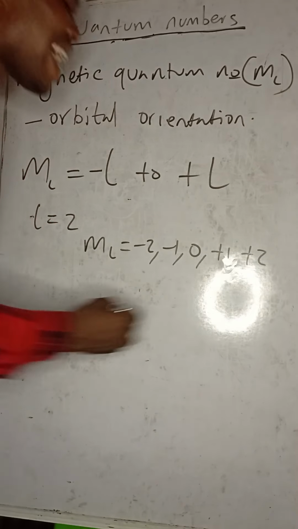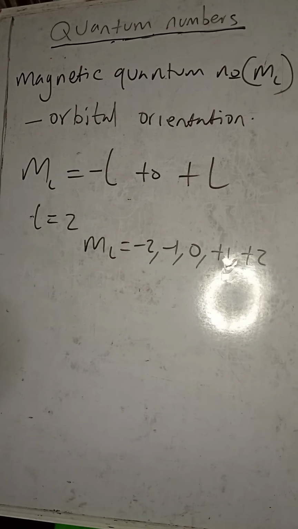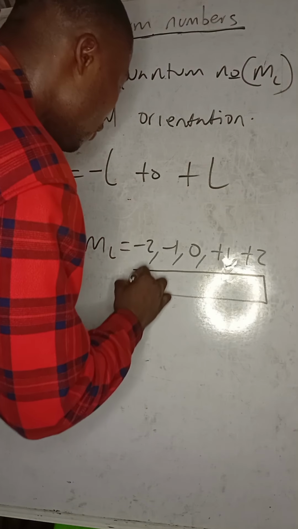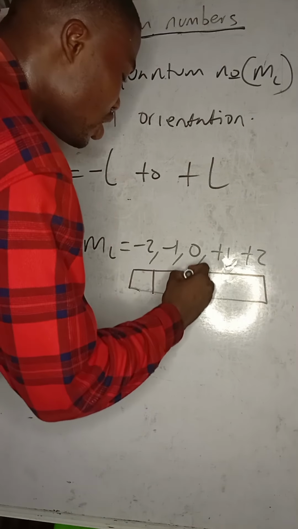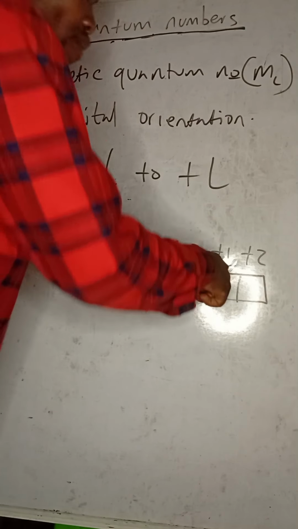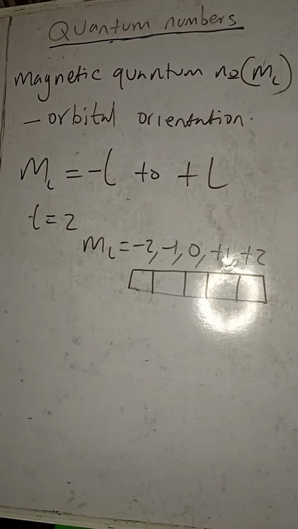How many values are you seeing? There are 5 values. It tells me that L equal to 2, which is a d subshell, has 5 orbitals oriented in this manner. So the first orbital has a value of minus 2, the second a value of minus 1, the third a value of 0, the fourth a value of plus 1, and the last orbital has a value of plus 2.